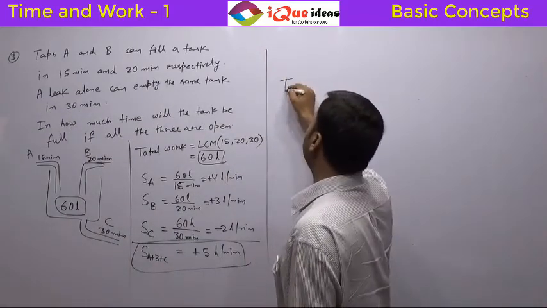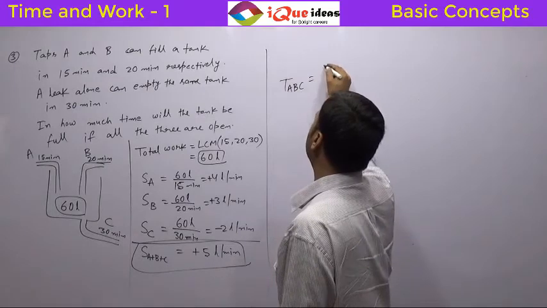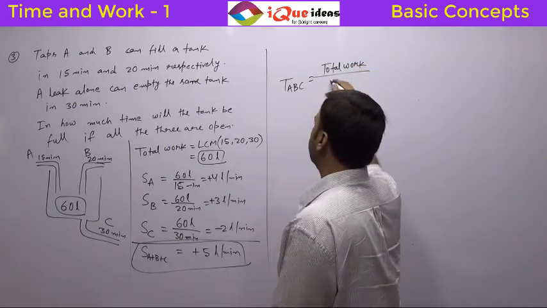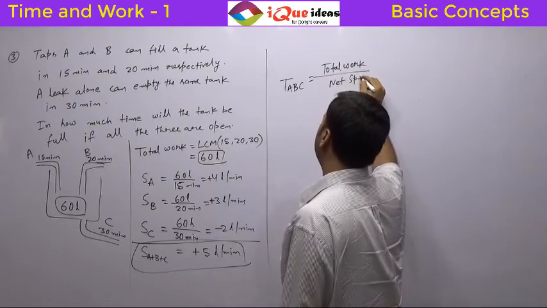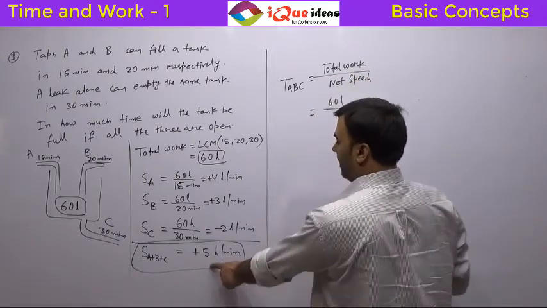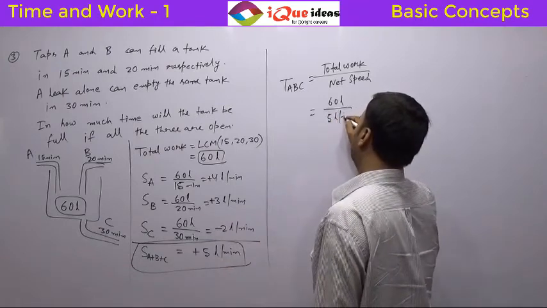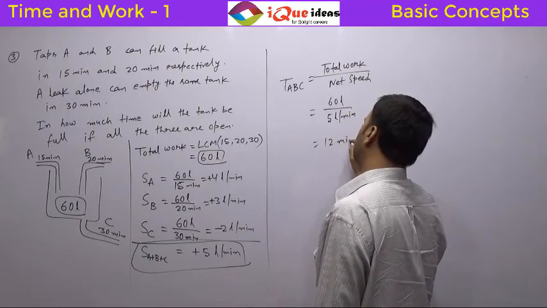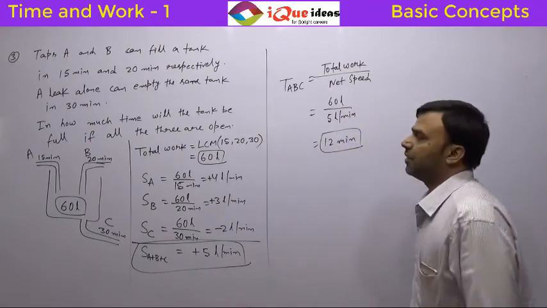Right? So the time taken by ABC together will be total work, that is the capacity of the tank, divided by the net speed. Right? Net speed is the combined speed. Total work here is 60 liters. Net speed is 5 liters per minute. So 5 goes into 60 12 times. So 12 minutes is the answer to this question.